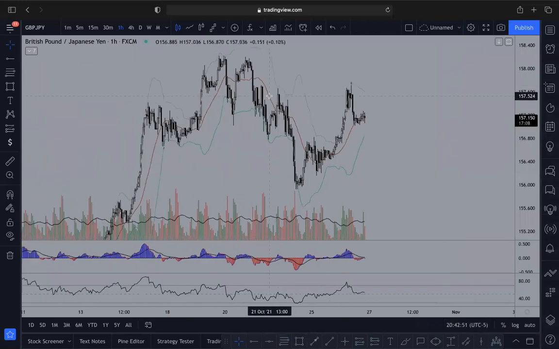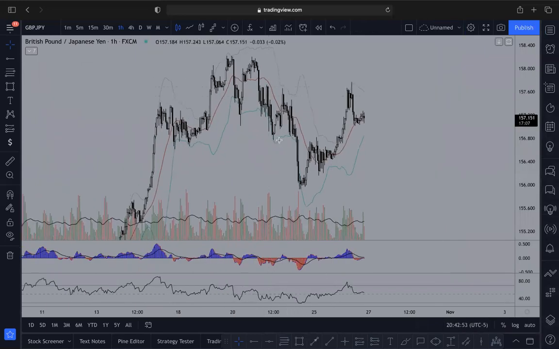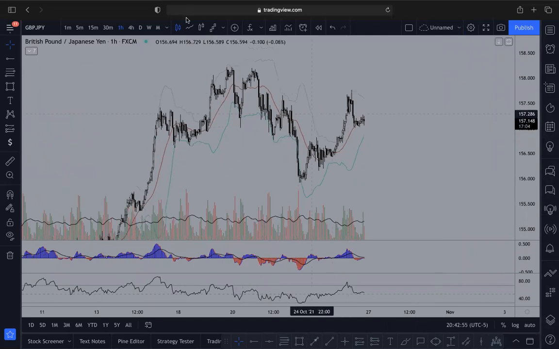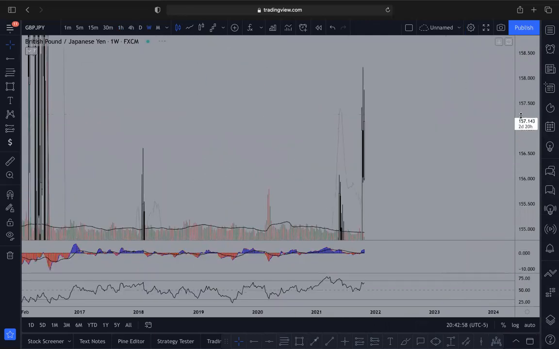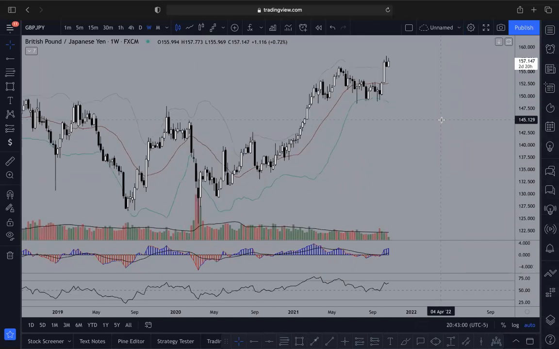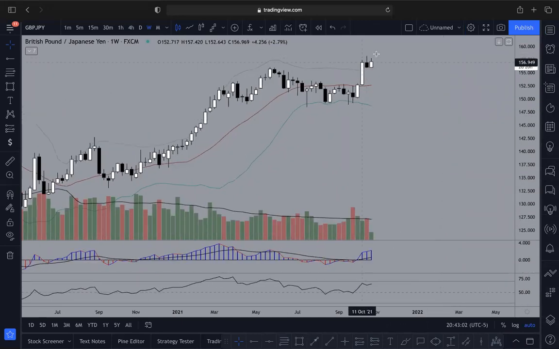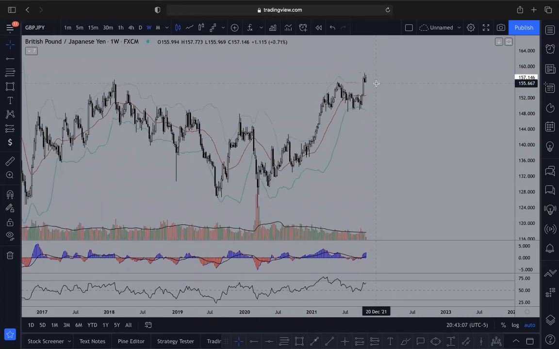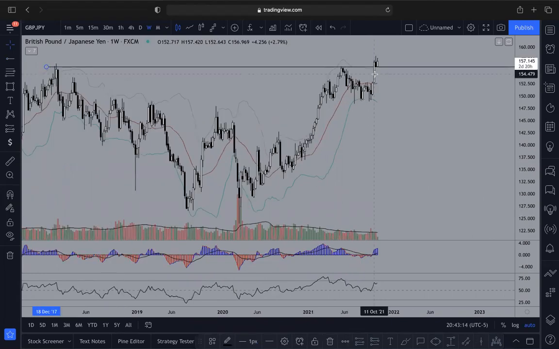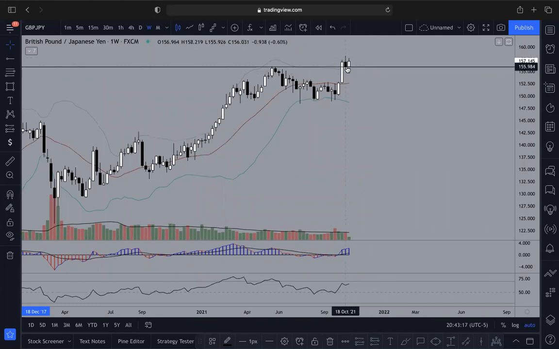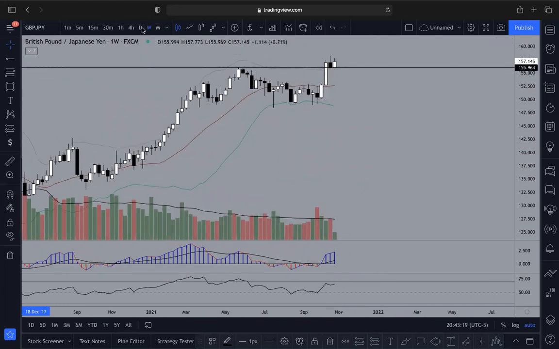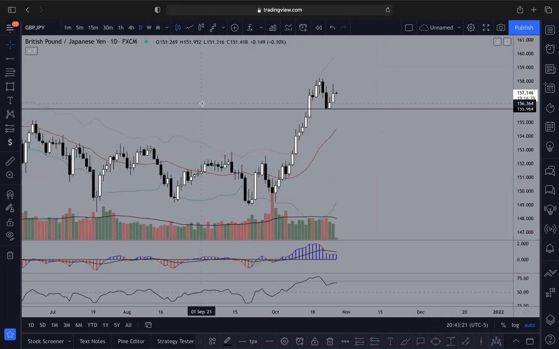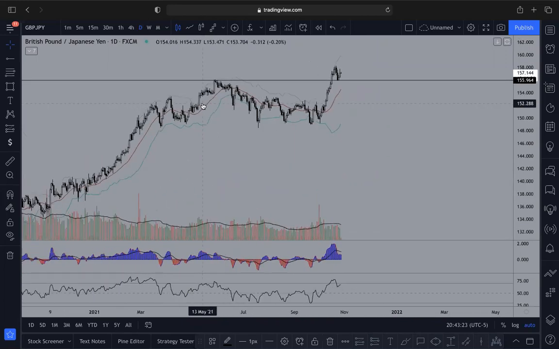Trying to find the best setup of the night. We could be seeing it with GJ. Let's look at this. Weekly, we're starting to throw possible rejection wicks up here. Possibly. I definitely want to mark this off though. This weekly top that we broke, it looked like we retested it last week and started to move off of it this week already. So that is definitely something to look at.